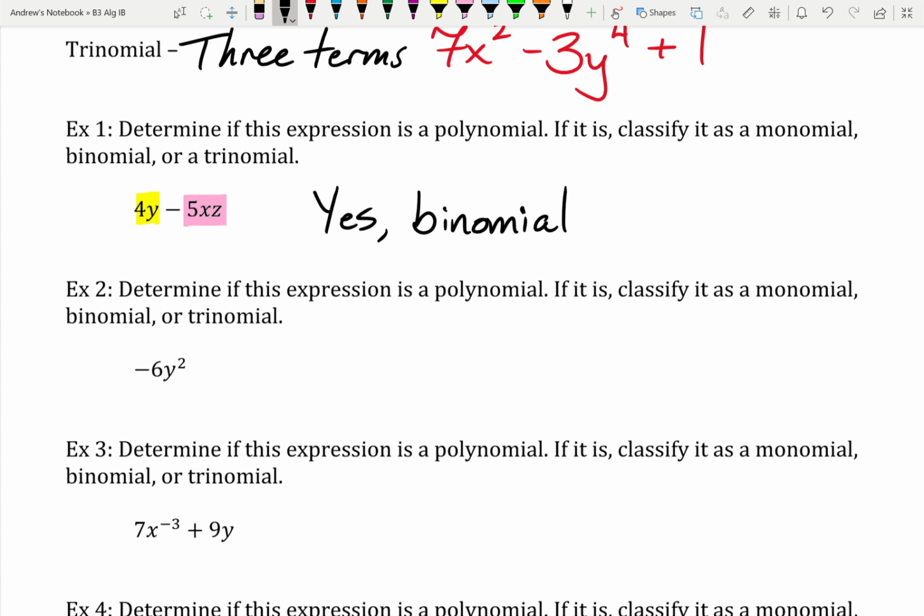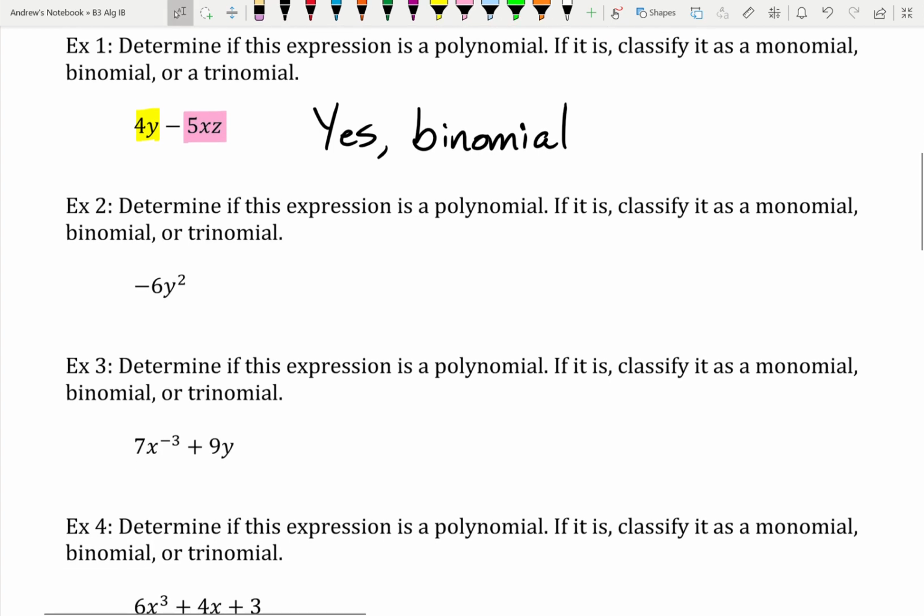Same kind of deal for these other ones. We'll go through these. This just has one chunk. It's negative 6y squared. There's nothing being added or subtracted to it, it's just its own thing. But it is still a polynomial. In this case, it is a monomial, because it's just one chunk. We don't have two different pieces that are being added or subtracted. It's all just together.